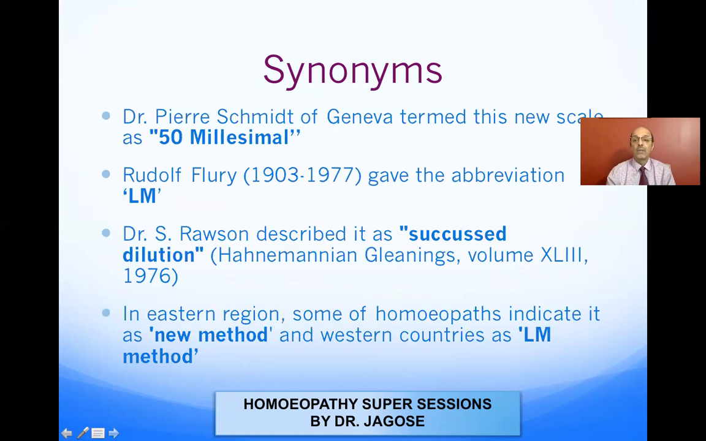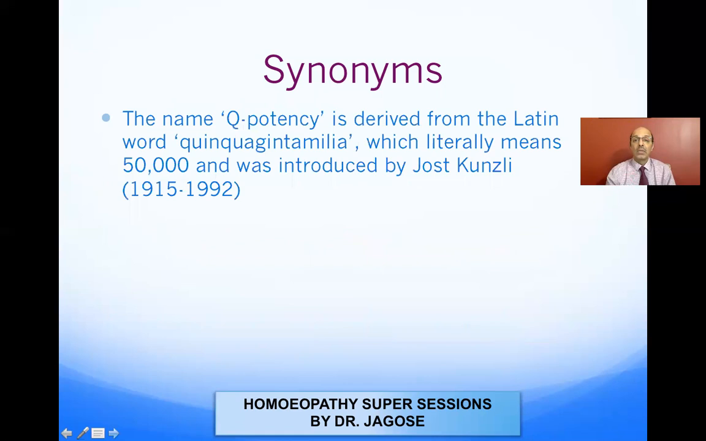Dr. Pierre Schmidt of Geneva termed this new scale the 50 millesimal. Rudolf Flury gave the abbreviation LM. Dr. S. Rawson described it as succus dilution, as referenced in Hahnemann Gleanings. In Eastern regions, some homeopaths call it the new method, and in Western countries the LM method. The name Q potency derives from the Latin word quinquagintamillesimal, which literally means 50,000, and was introduced by Jost Künzli.